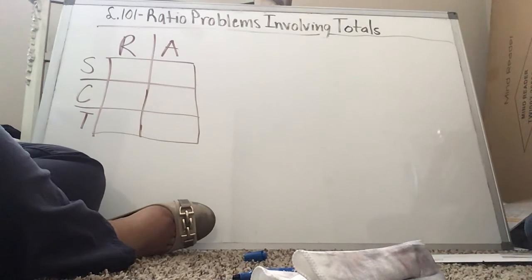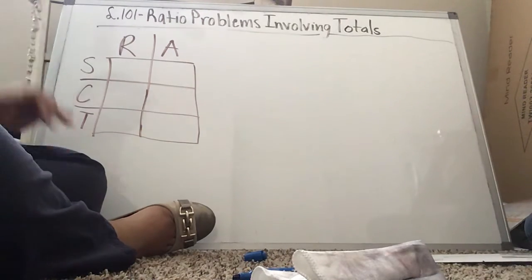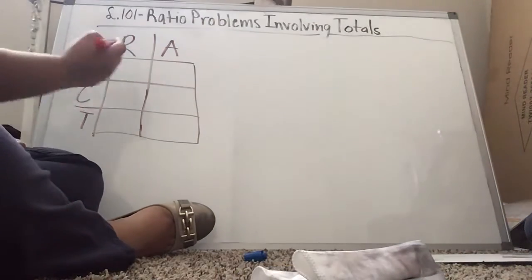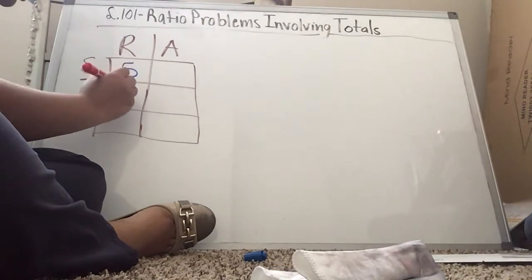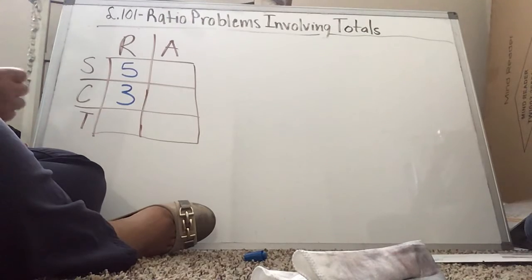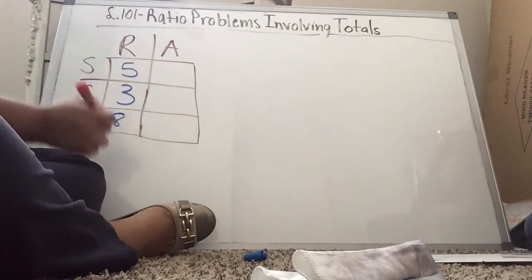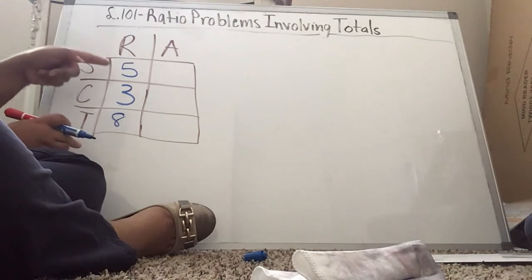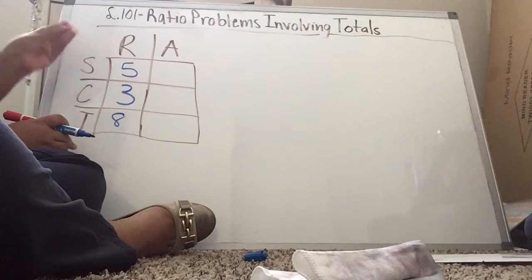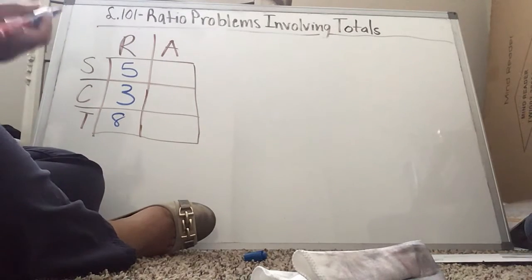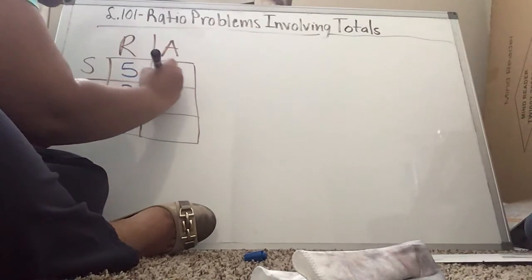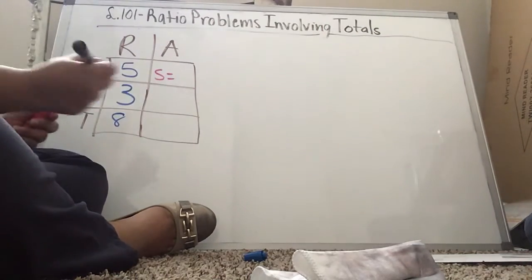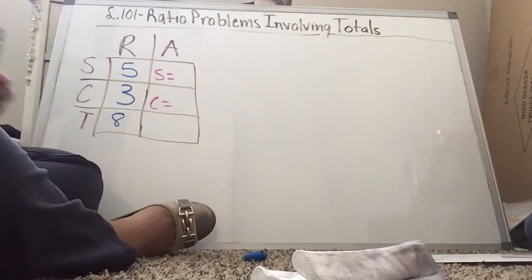Sparrows and crows perched on the wire in the ratio of 5 to 3. All right, so 5 to 3, sparrows to crows. For every 5 sparrows, there are 3 crows. And then, of course, our ratio total is 8. You just do 5 plus 3. Okay, they did not say 8 in the problem. They did not have to. You just add the values in the ratio to get the total. Of course, we don't know the amount of sparrows, and we do not know the amount of crows.